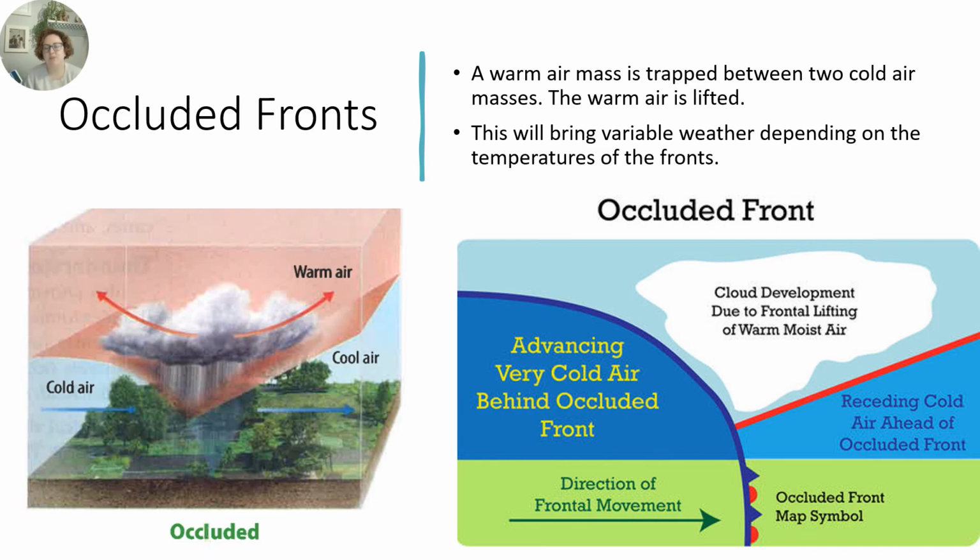So the occluded front. This is where air masses kind of get caught with one another. They don't really blend as well. So blending maybe wasn't the best word. But this is where a warm air mass is trapped between two cold air masses, and the warm air just kind of lifts up above it. This is going to bring really weird weather where it's rainy one second, not the next.